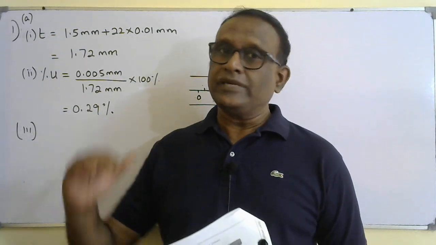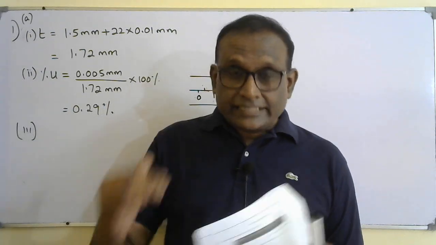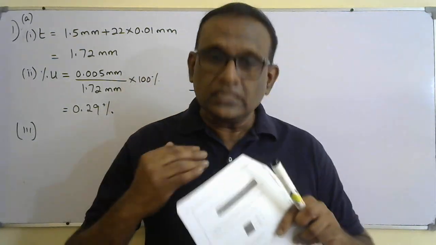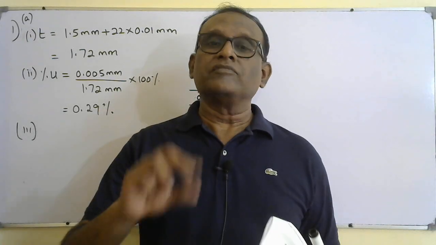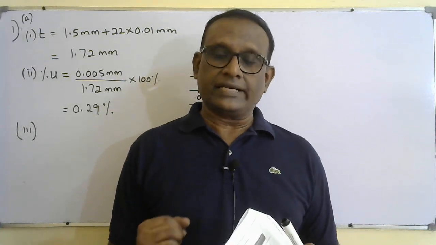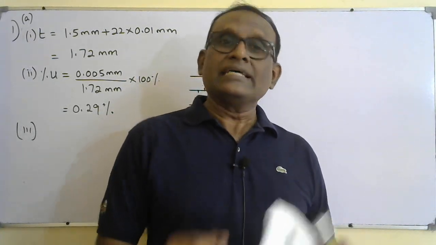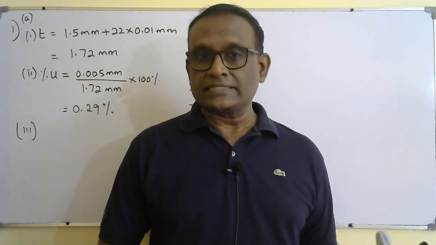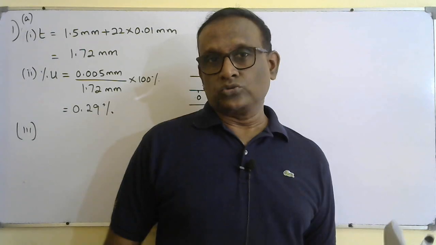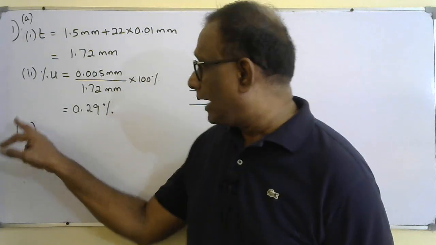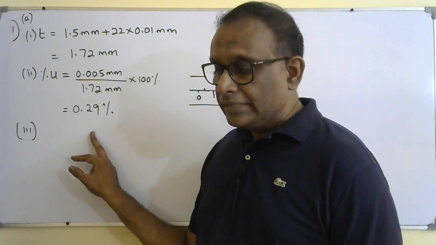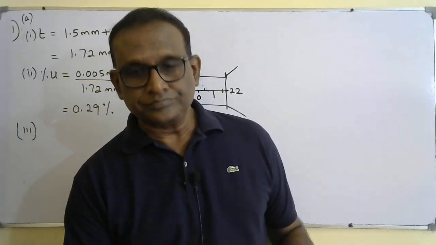Systematic error we don't reduce, and the random errors we can reduce by taking repeated measurements. Systematic error means you have to completely remove it. So if the micrometer screw gauge has zero error, you have to either do error correction to remove the zero error, or replace the micrometer screw gauge with a proper one. So here the answer for the third part, I'm not writing it: check for zero error to remove the systematic error.